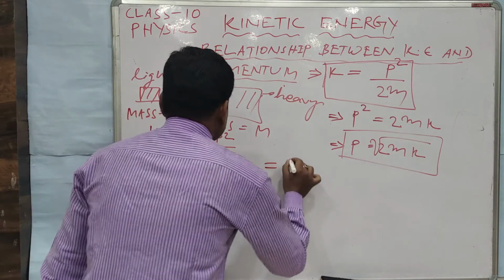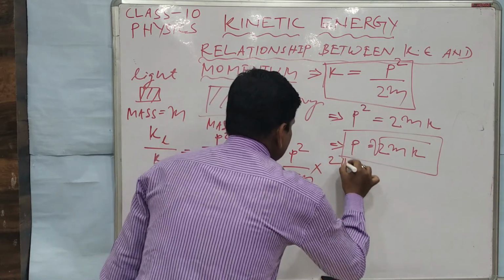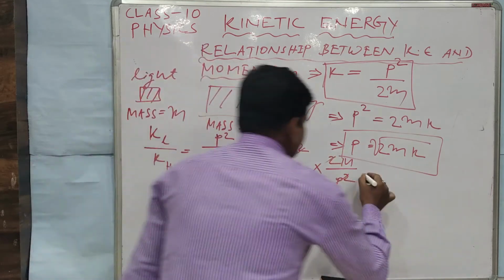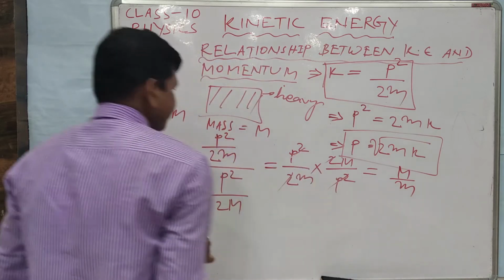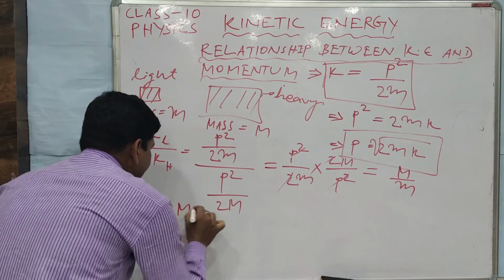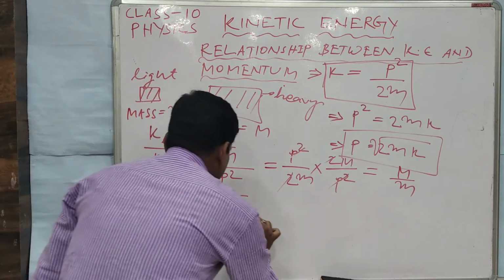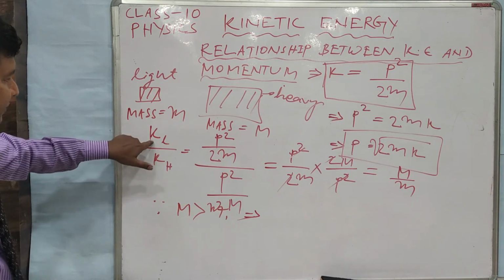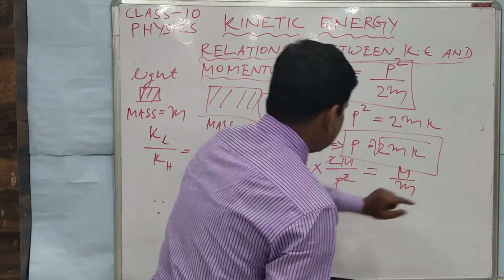So that is equal to, now we are getting P square divided by 2m into 2 capital M divided by P square. Now P square is cancelled, 2 is cancelled. So therefore we are getting capital M divided by small m. Since you know that capital M is greater than small m, because it is a heavy body, therefore now what we can have, see this relation, KL by KH, meaning kinetic energy of the light body divided by the kinetic energy of the heavy body, we are getting capital M divided by small m.